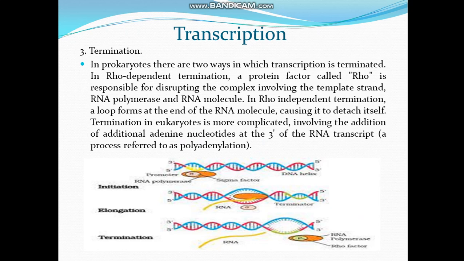Termination in eukaryotes is more complicated, involving the addition of additional adenine nucleotides at the 3' end of the RNA transcript, a process referred to as polyadenylation.